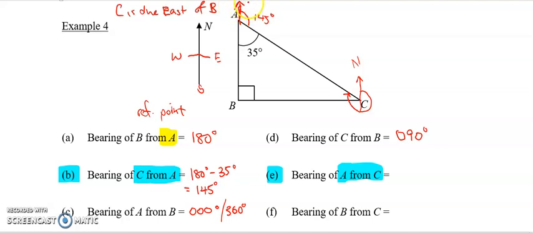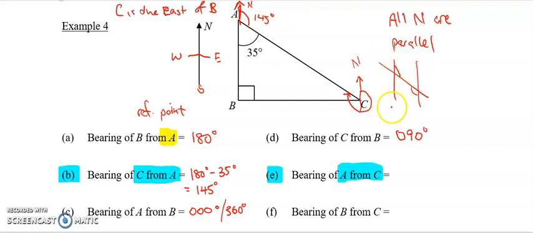One thing to note, all norths are parallel to each other. All north lines are parallel to each other, unless you're standing on the North Pole itself. So for all the questions that you will see, you can take that all the north lines are parallel to each other. In this case, we have two parallel lines, and the angles between them, these two, we call alternate angles, and they are equal.